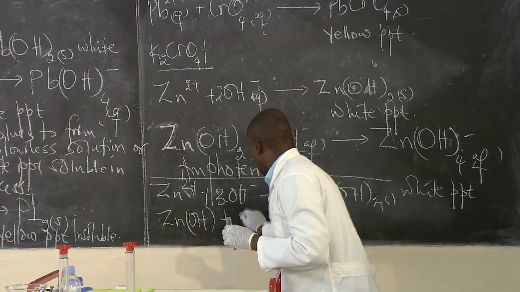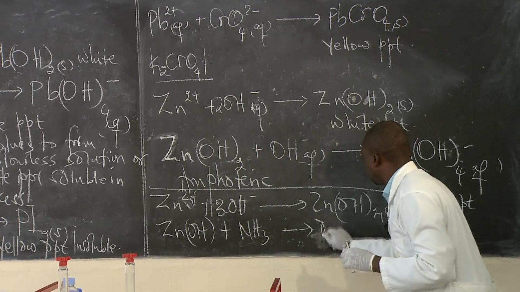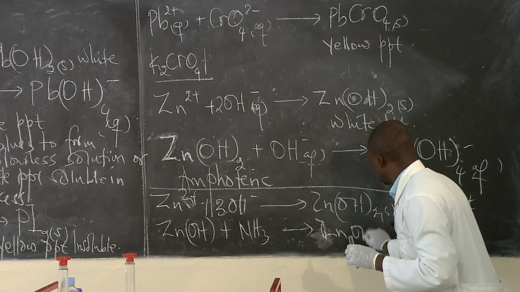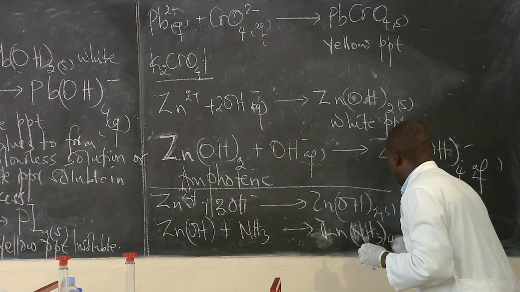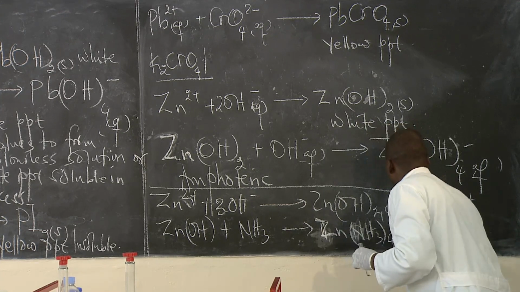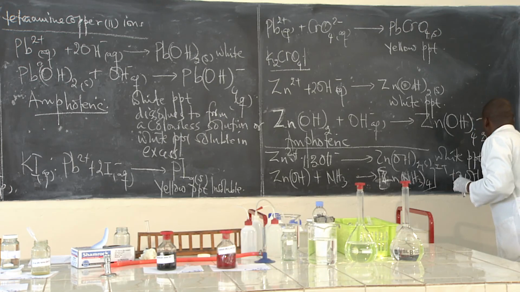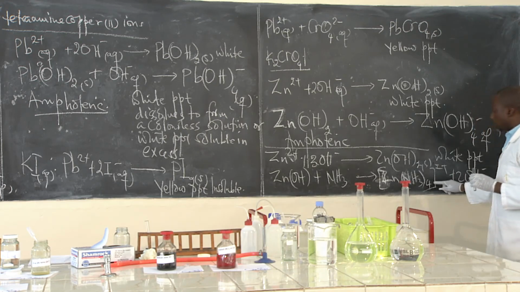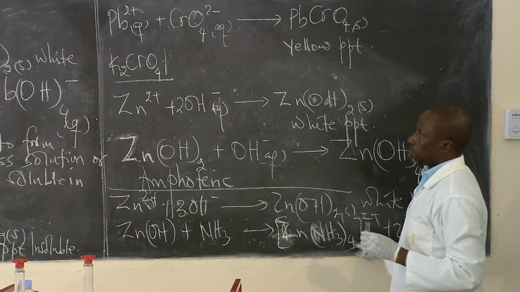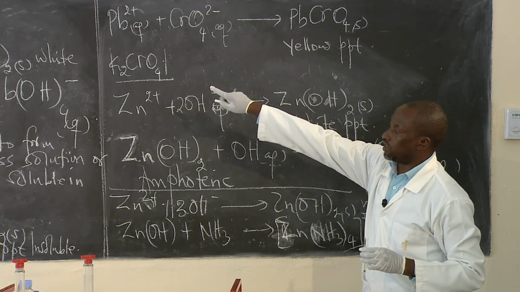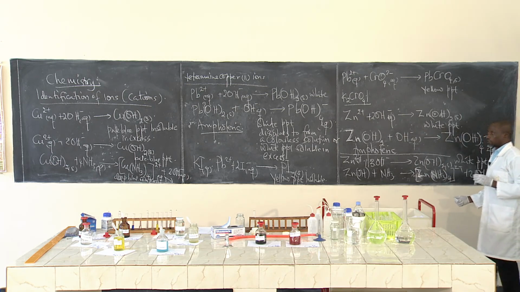now combines with excess ammonia. This will form a complex compound of zinc, which is tetraammine zinc 2 ions. Remember the one that forms with the ammonia solution with copper. This is tetraammine zinc 2 ions.